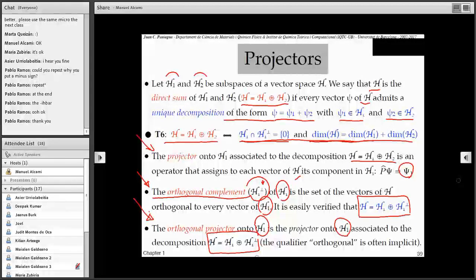We can find projectors for any decomposition like this, even if these two subspaces are non-orthogonal. But in most quantum mechanics books, it's understood that when we speak of projectors, we refer to orthogonal projectors. So from now on, we won't specify the qualifier orthogonal, and when we speak of projectors, we always will refer to orthogonal projectors. That means projectors associated to the decomposition of the Hilbert space as a direct sum of two subspaces which are orthogonal. Okay?